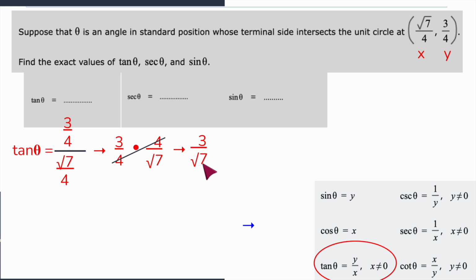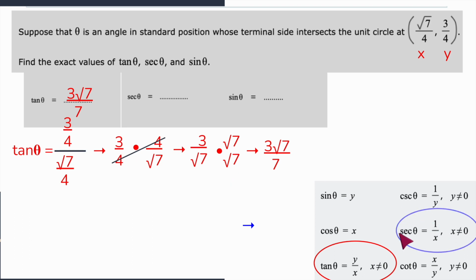Well, I can't leave this. I do have to rationalize it. You can't leave a square root in the denominator. So I'm going to multiply by square root 7 on top and bottom. So it's going to be 3 square root 7 over 7. So that's my exact value. Exact value means I do not want to plug this into a calculator and get a decimal. I want to leave this exact value with no rounding.